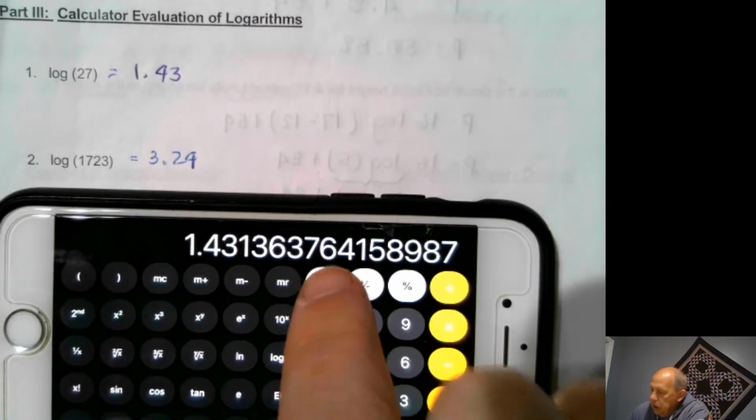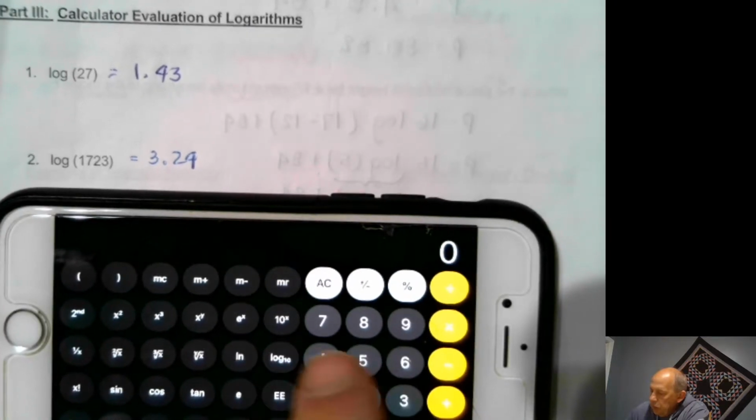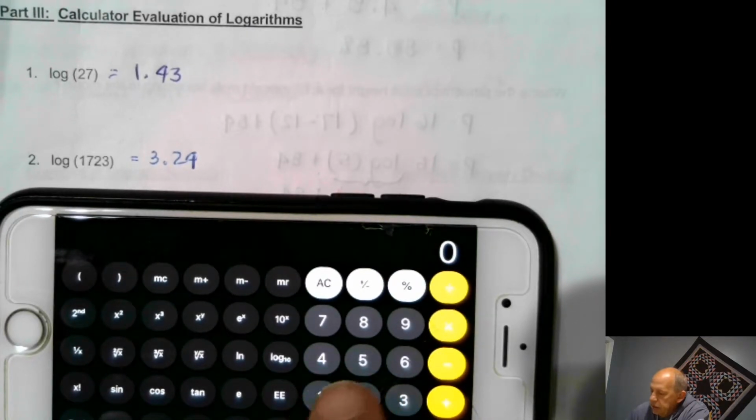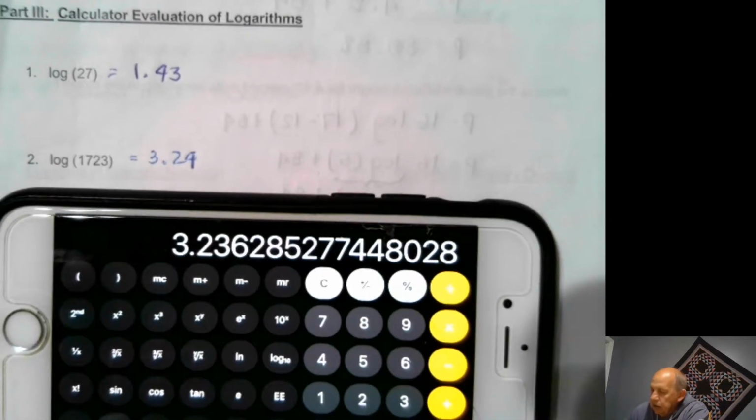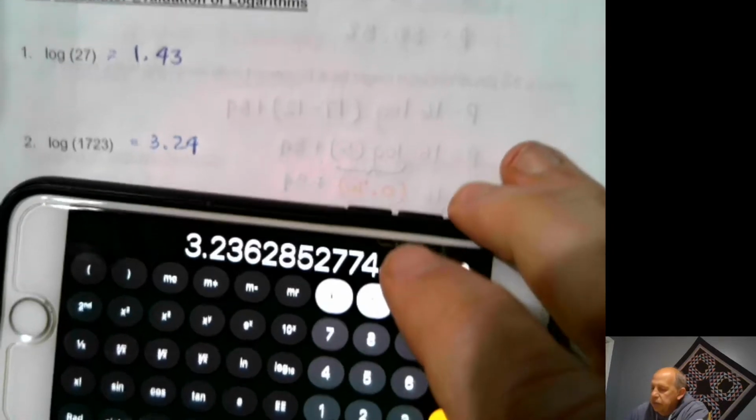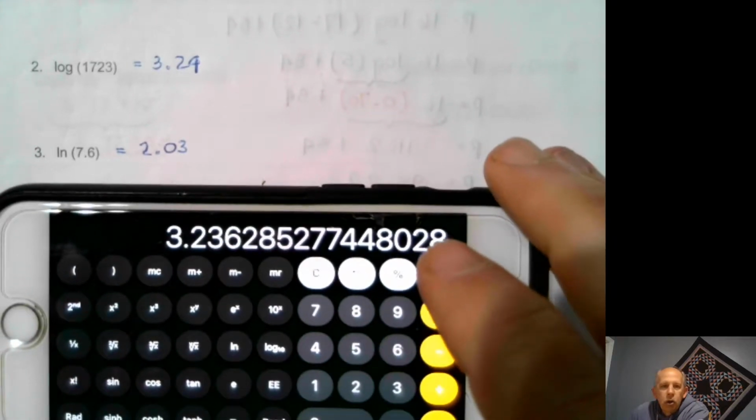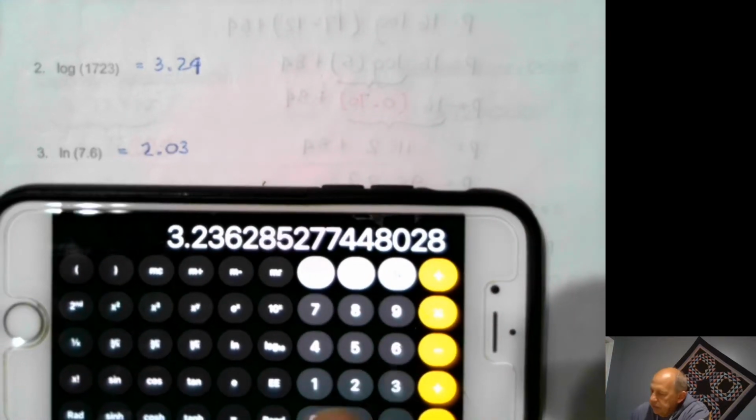1,723. So 1,723, log key, and I get 3.4. Again, the natural log of 7.6 for this one.